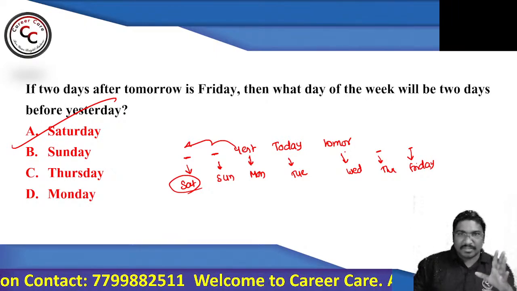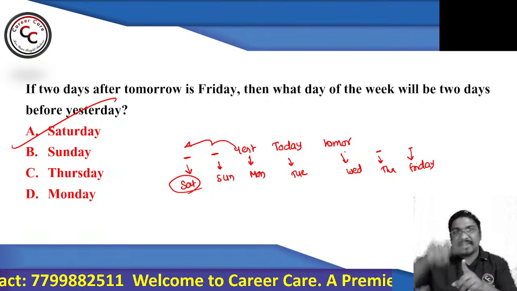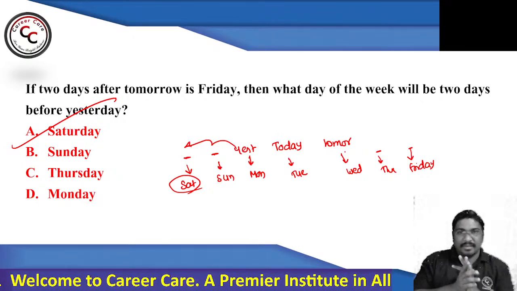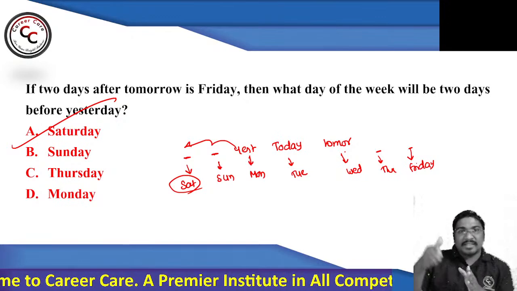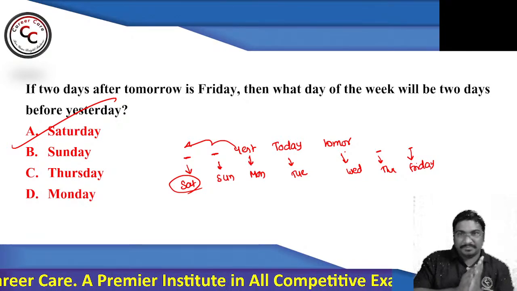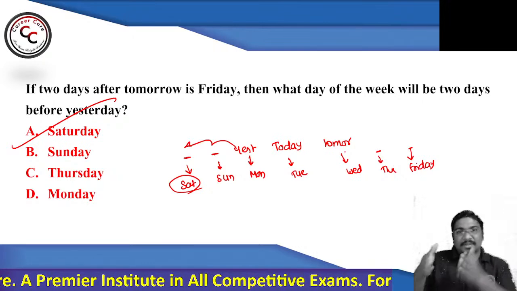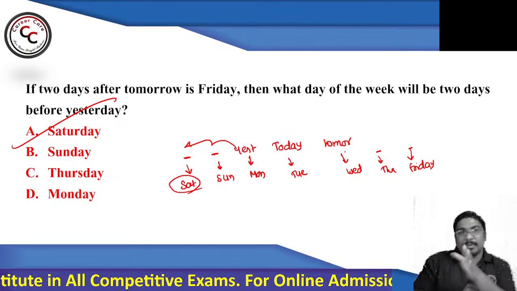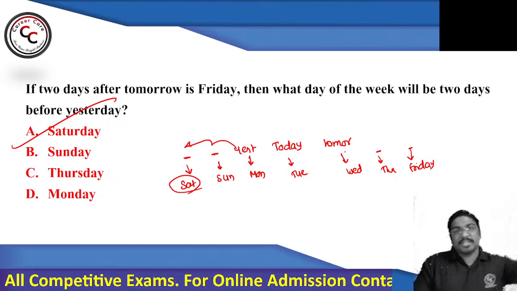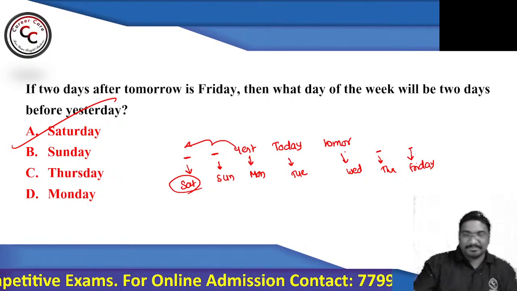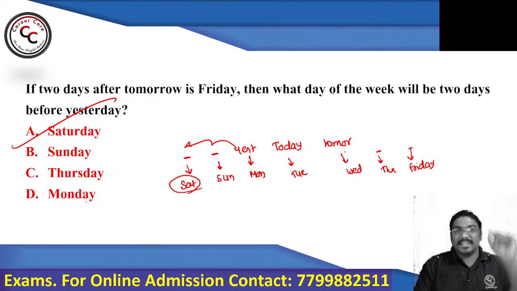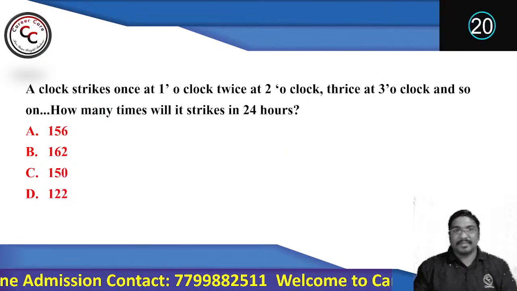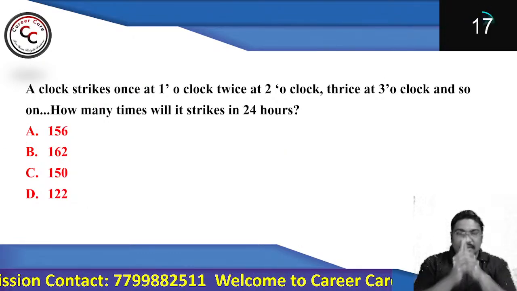Am I clear? Confirm once. 2 days after tomorrow, so after tomorrow, 2 days you need to go. So 2 days after tomorrow is Friday, right? That means today will be Tuesday. So what will be the day which will be 2 days before yesterday? Yesterday, 2 days before, which is nothing but Saturday, right? So as I said, a little bit confusing, but stick to the sentence which has been given, right? Now look at this question.